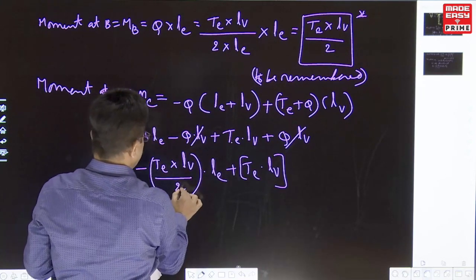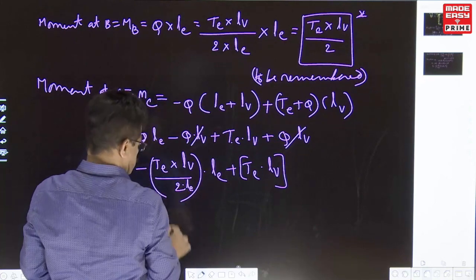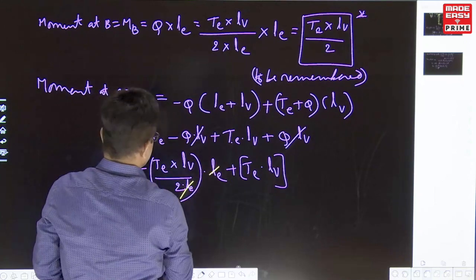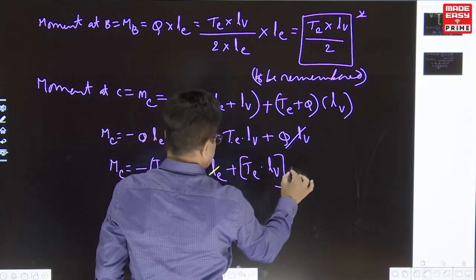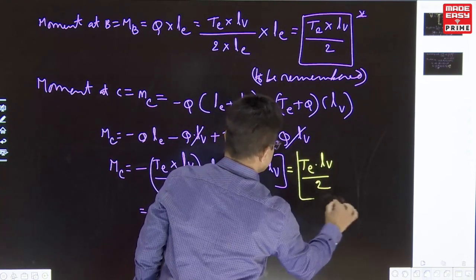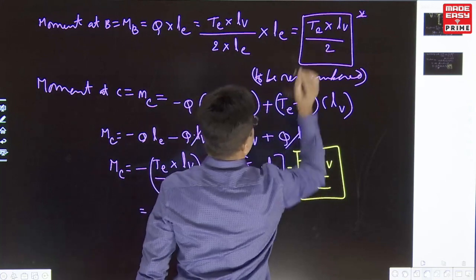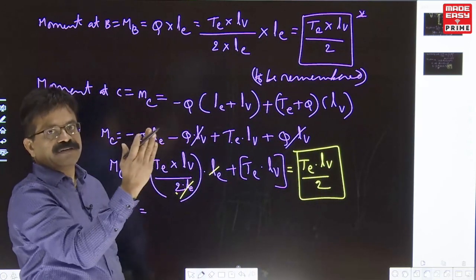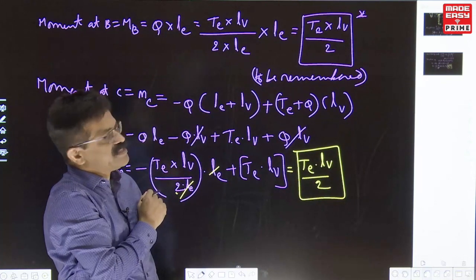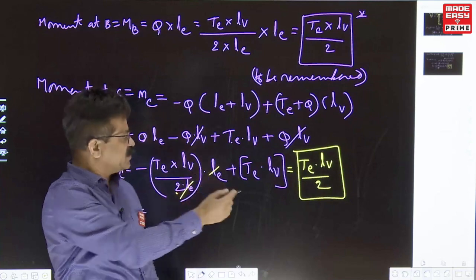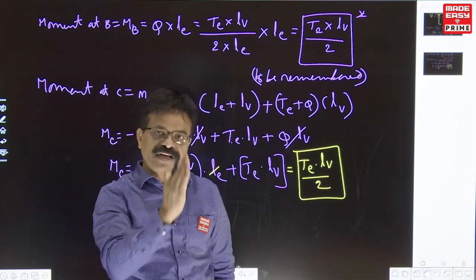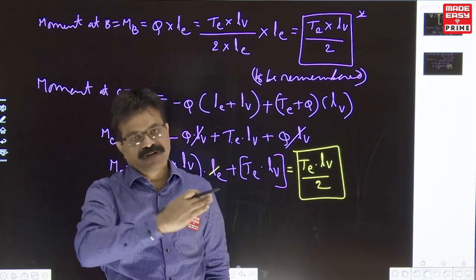This is 2 into Le, so Le cancels out. So Te Lv by 2 plus Te into Lv. So here also you will get Te into Lv by 2. See here also Te into Lv by 2. That means the moment at B, where the bolt location is, is Te into Lv by 2. Moment at the center is also Te into Lv by 2. So now the plastic hinge possibilities are at the bolt location or at the center.